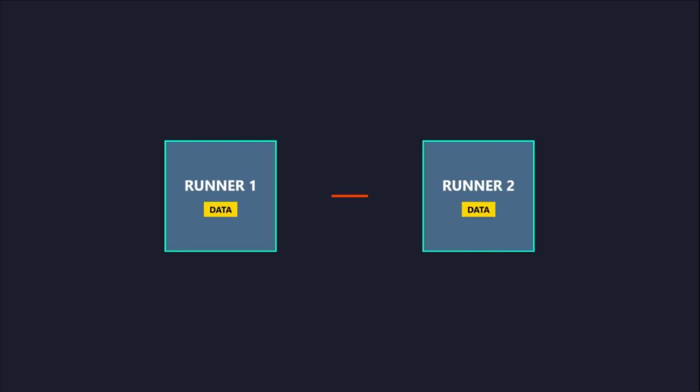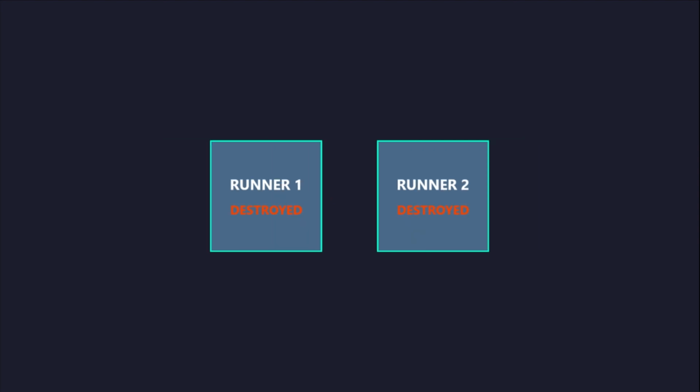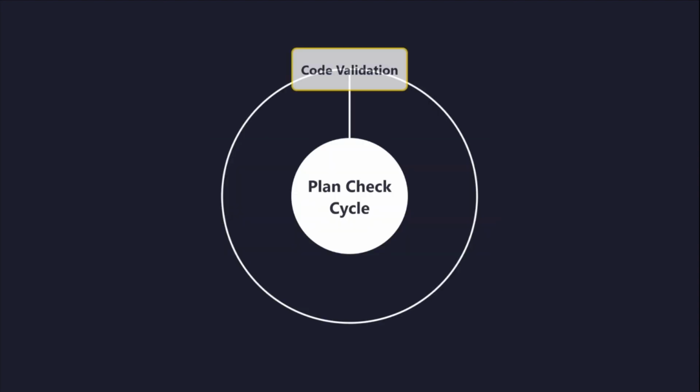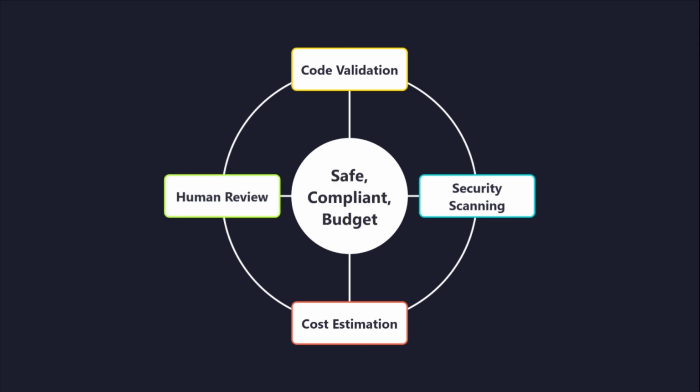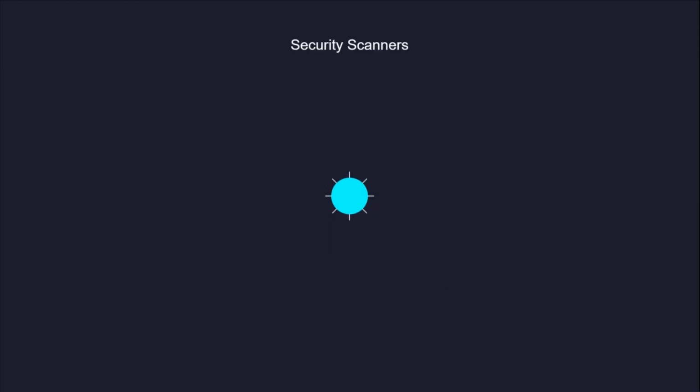Run your plan checks on ephemeral runners that are destroyed after each job. This ensures that no sensitive data or state fragments persist between different automation tasks, minimizing the risk of cross-pull request data leakage. A successful plan check cycle involves code validation, security scanning, cost estimation, and human review. This multi-layered approach ensures that infrastructure changes are safe, compliant, and within budget.